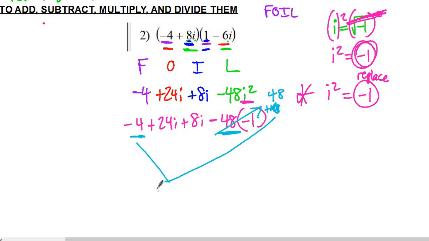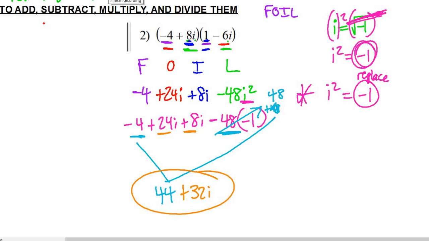Negative 4 plus positive 48 is positive 44. And then finally we have 24i plus 8i, and that's equal to 32i. So there is our final answer. That's a complex number. It has a real part of 44 and an imaginary part of 32i. In this video we talked about how to add, subtract, and multiply. In the next video we'll talk about how to divide complex numbers.